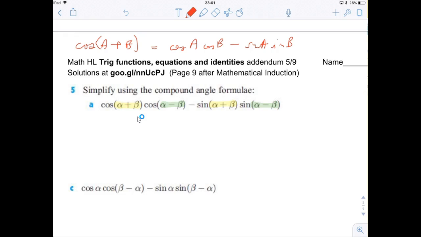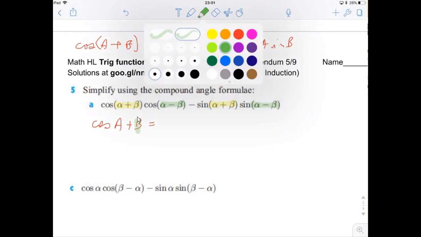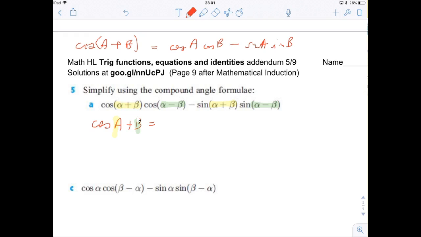So when you rewrite it as cosine of A plus B, you're going to put the yellow one in for A and the green one in for B. So you're going to have cosine of alpha plus beta plus alpha minus beta, right? Because this is yellow and this is green and they're added together. We combine the alphas, they're both plus, and then we cancel out the betas because one's plus and one's minus. So we get cosine of 2 alpha is the answer for this one.